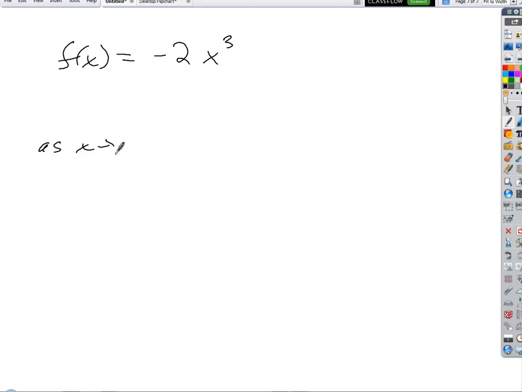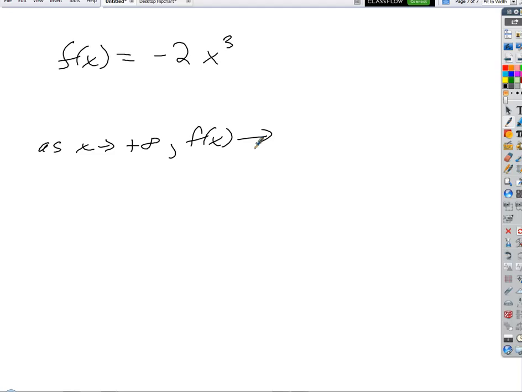As x approaches positive infinity, f of x approaches what? Now let's think about this. If x is approaching positive infinity, infinity is not a number, right? But as we approach positive infinity, we're starting to get x values that are huge and positive, right?